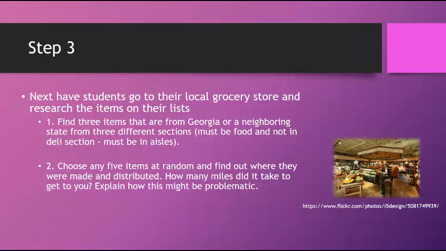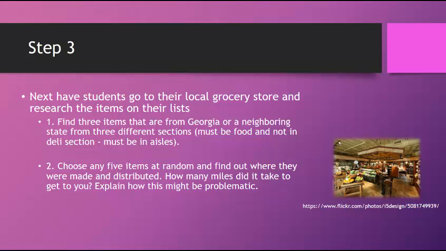Step 3. Next, have the students go to their local grocery store and research the items on their list. First, have them find 3 items that are from Georgia or a neighboring state from 3 different sections. For example, they should not all be food items. They should vary, maybe something a food, maybe something could be a clothing item. Keep in mind that if they do select a food product, the food should not be from the deli section. It should be something that they can find in the aisles.